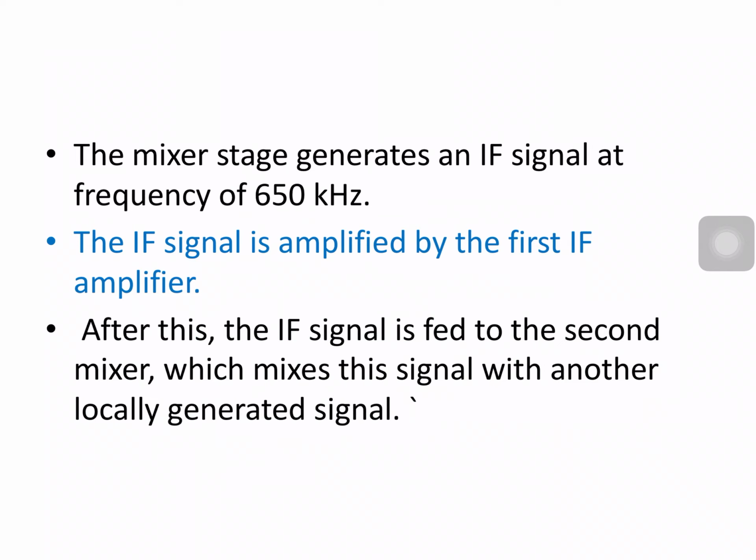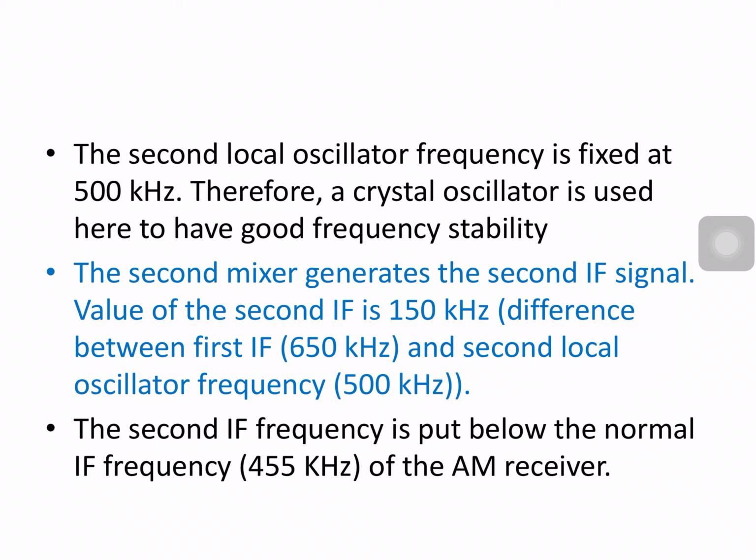The mixer stage generates an intermediate frequency signal at a frequency of 650 kilohertz. The IF signal is then amplified by the first IF amplifier, and after this the signal is fed to the second mixer, which mixes the signal with another locally generated signal. The crystal oscillator at second stage is 1.5 megahertz. At the first stage it was 3.7 to 17.7 megahertz. Now the second local oscillator frequency is fixed at 500 kilohertz.